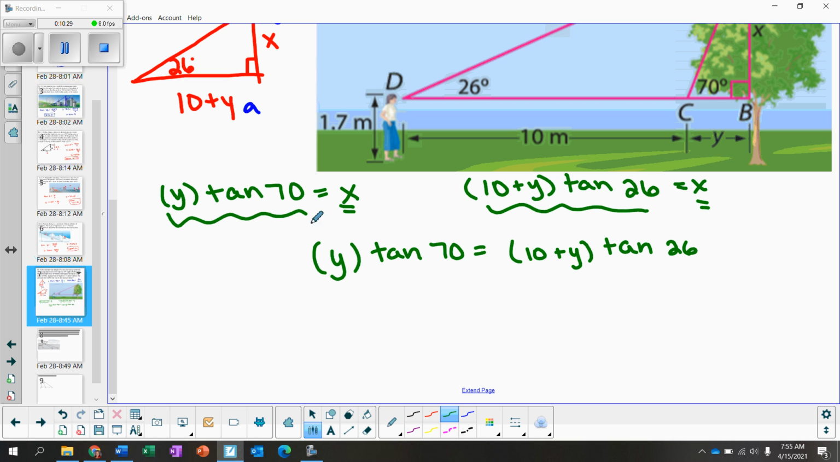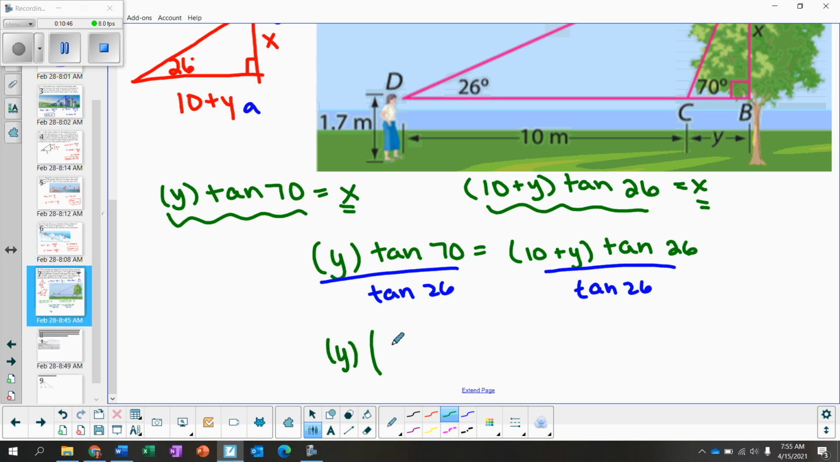So what I'm going to do first is try to get this 10 plus y alone. So I'm going to divide both sides by the tangent of 26. So now I have y times the tangent of 70 over the tangent of 26 equals 10 plus y.